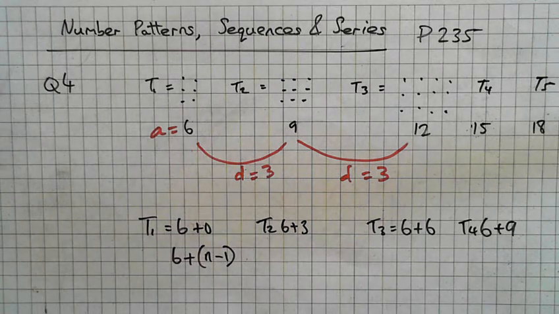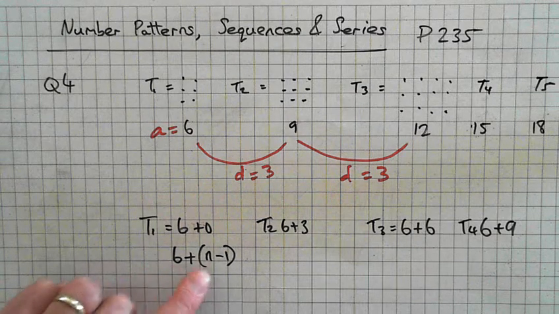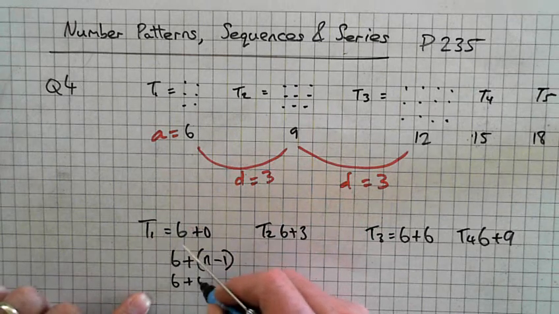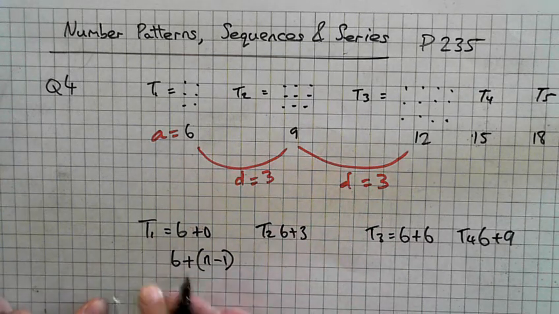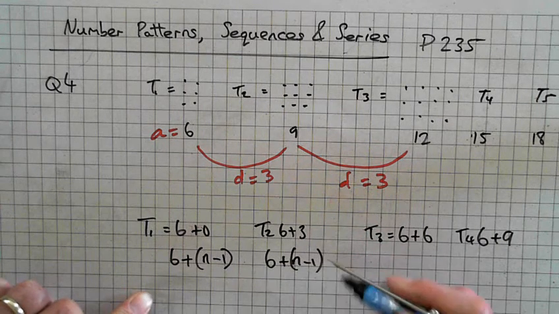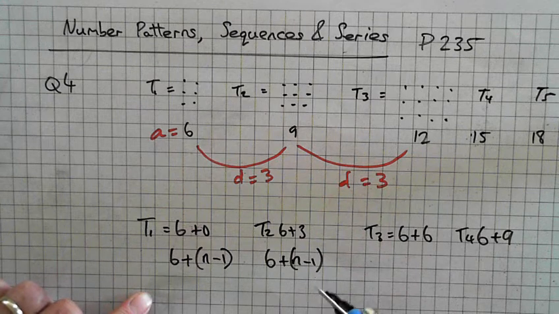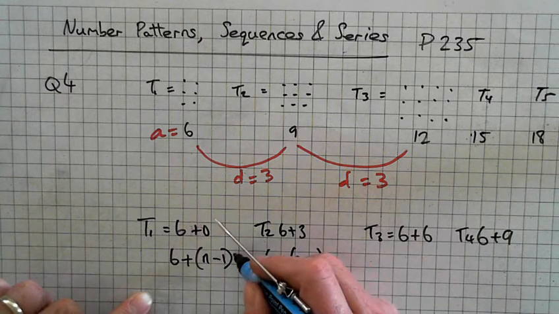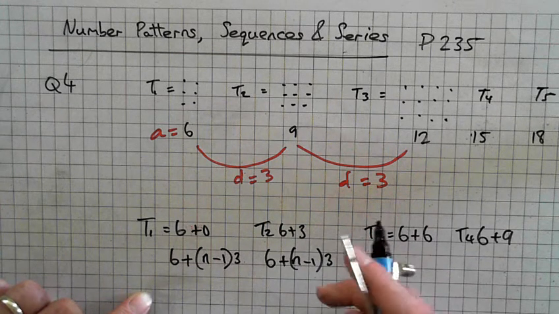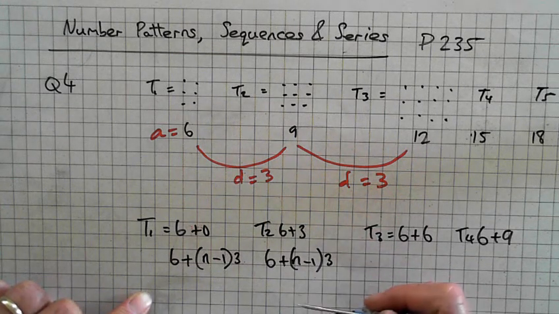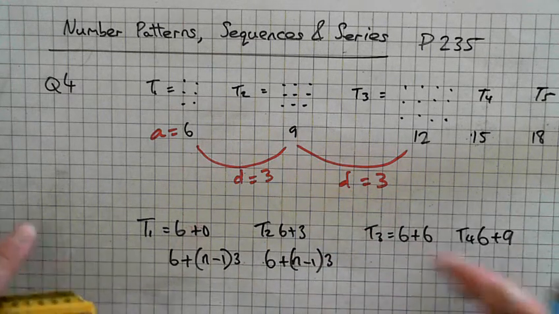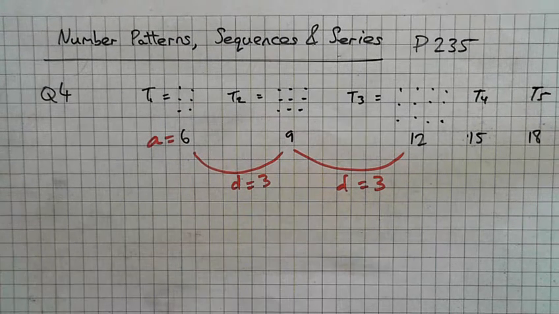It looks very much like our other formula. Right, so if I put in 1 minus 1, I get 6 plus 0, don't I? Which is 6. Right, if I put 2 into my new formula, it needs to be multiplied by 3, doesn't it? So 2 minus 1 is 1, times 3 is 3. 6 plus 3 is 9 for my second term. Anyway, so we'll use the formula. I don't want to confuse you.